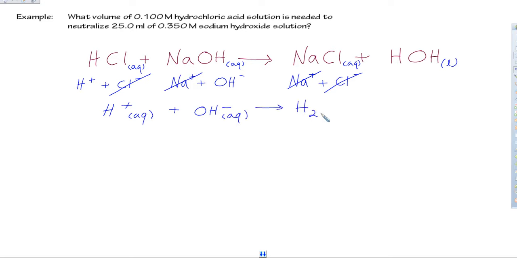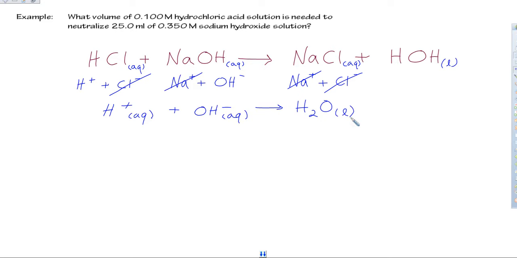Sometimes people look at this and think something's wrong. That seems way too simple. Nope, that's right. The sodium and the chlorine are spectators. They're aqueous on both sides. They do not change as a result of this reaction. It's just the hydrogen and hydroxide forming water. Now again, this was not necessary to solve the problem, but I just wanted to show an example of a strong acid, strong base, because I think in the last video we had a weak acid, strong base, and a strong acid, weak base. Here's a strong. All right, now let's do the math.